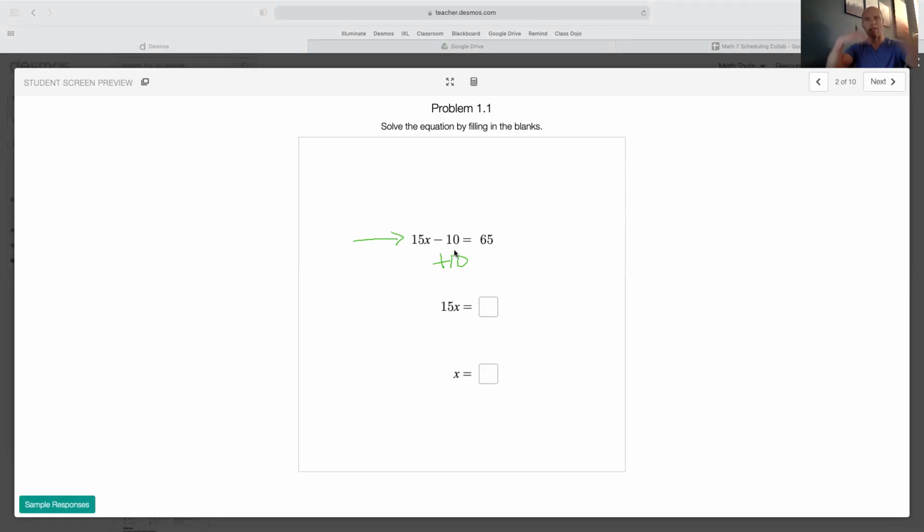Plus 10 and minus 10, they make a 0. But if you do it to one side of the equation, you must do it to the other side of the equation. That's how these things stay balanced, equal, fair, true, whatever you want to say. So I'm going to add 10 to this 65 over here. And so what happens is this minus 10 and plus 10, they make a 0, they go away, but we still have our 15x left over here. So that's why it's there.